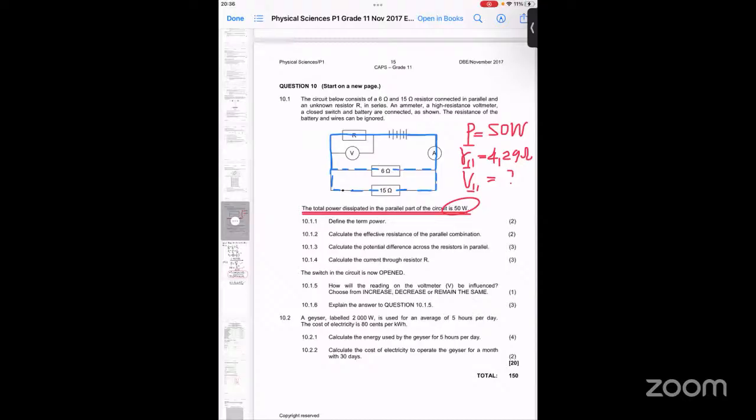Okay, so now they are saying calculate the current through resistor R. What a question. The current through resistor R. What will that be? What is the current through resistor R?